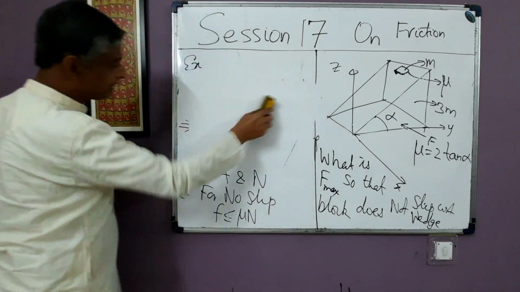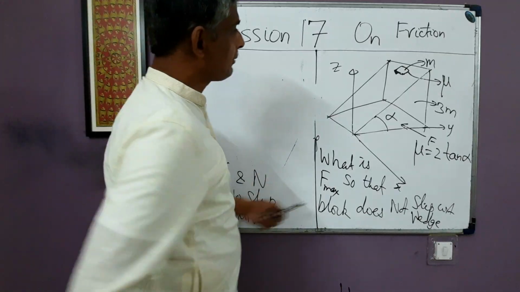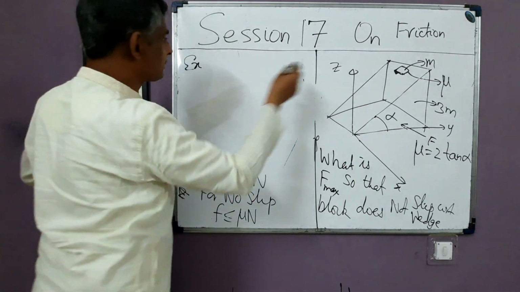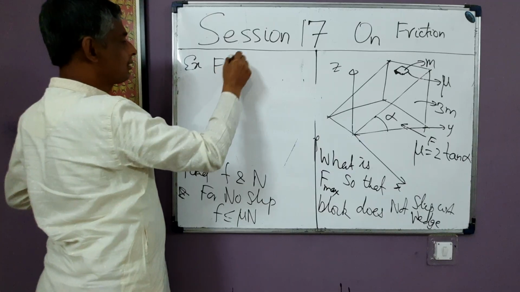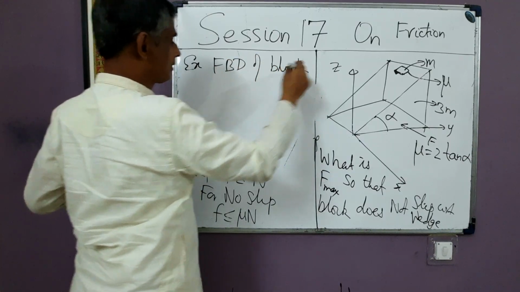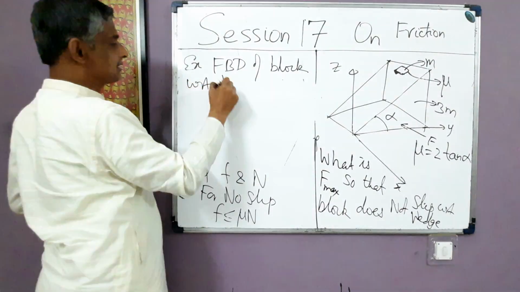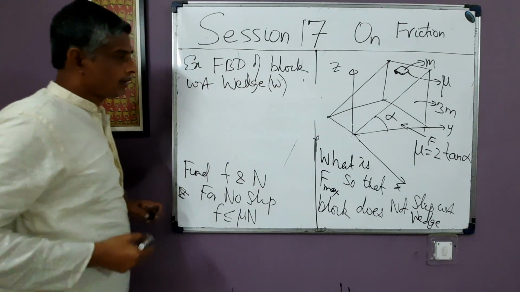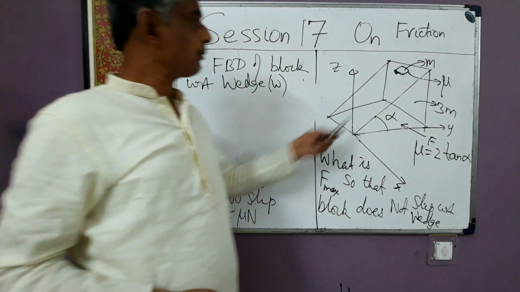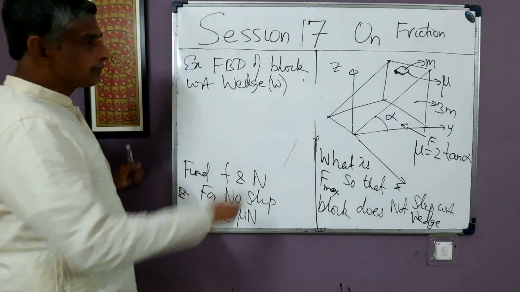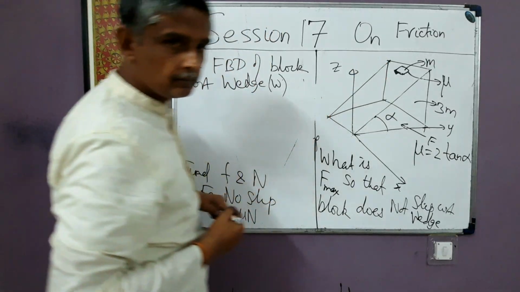Now to find F and N, I draw the free body diagram of this block with respect to the wedge. FBD of block with respect to wedge W. Now as I've said, wedge W is a translating non-inertial reference frame. So as seen from the wedge, real forces and pseudo forces will act on the block.